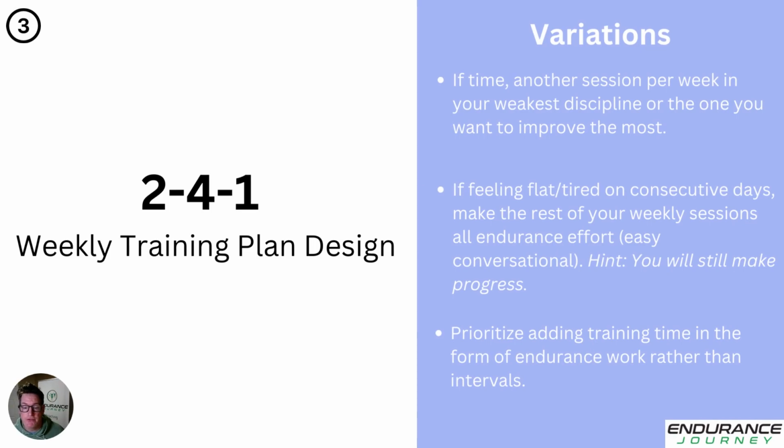Now, there's some variations you can do in that 2-4-1 training design. For example, if you have time, you can add another session per week in one of your weakest disciplines or the one you want to improve the most. So for example, you may want to improve your swimming a little bit more. So maybe you add another swim session, or you're working on developing your bike or run strength. So you might add another bike or run session depending on what you want to improve the most.